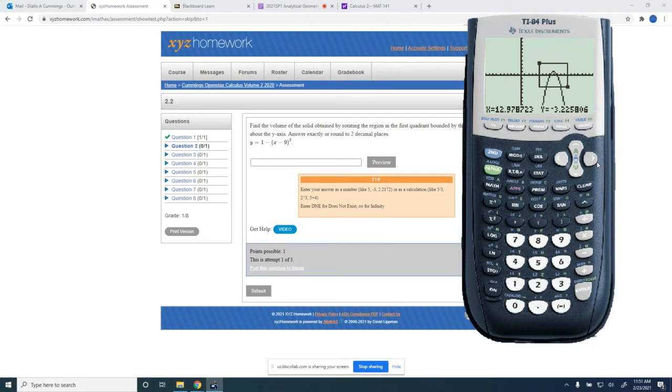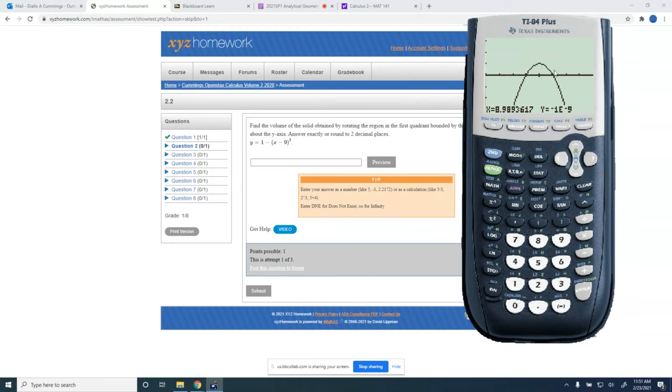So here's what Zoom Box does. Anything inside of the box, it's going to zoom in on it. So if I hit enter, notice that it just zooms in on the graph. So you may or may not have to zoom in on your graph. The next thing I want to do is find the two intersection points.